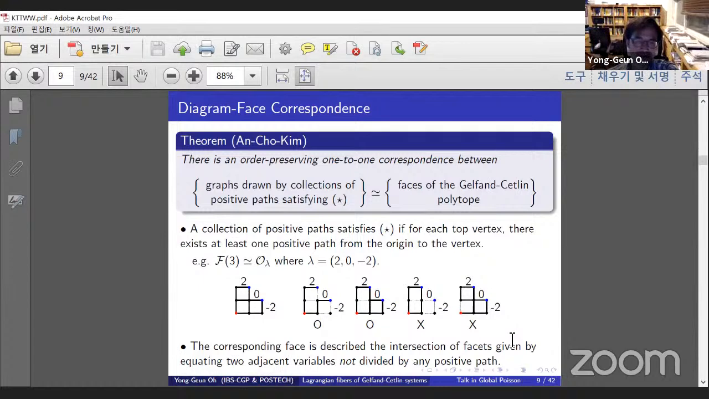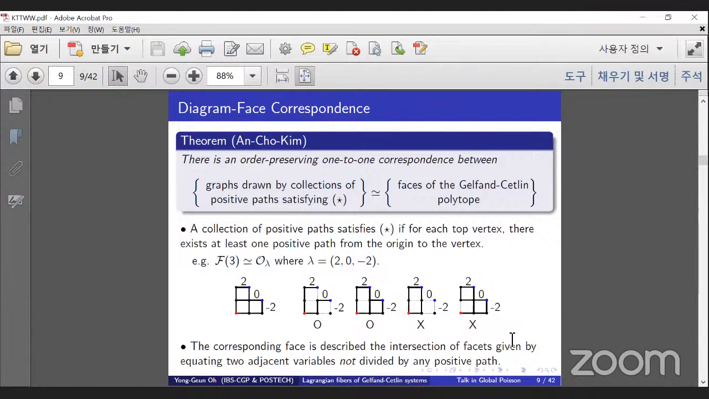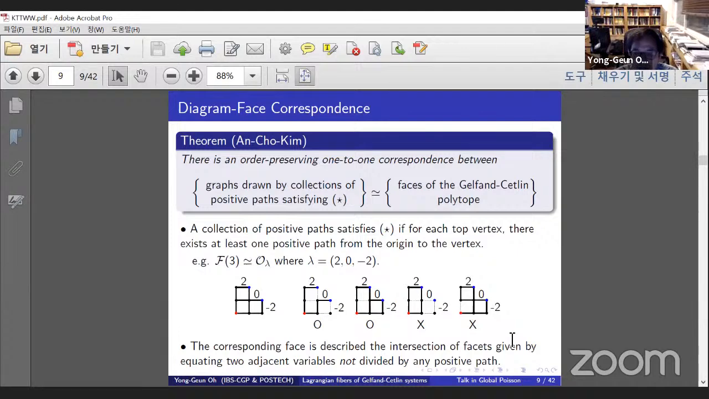If you look at the union of these paths, in the first two examples you see that there is at least one shortest path from the red to each blue dot. But for the next two, you look at the bold line segments, and there is no shortest path from the red to this blue one, and similarly the fourth example violates the condition. So that's the correspondence: each graph drawn by a collection of positive paths that satisfies the conditions corresponds to a face of the Gelfand-Cetlin polytope.